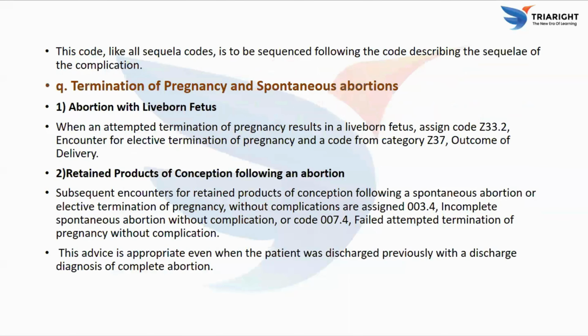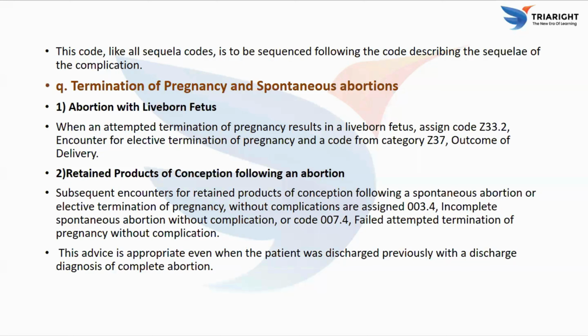So next guideline is about termination of the pregnancy and spontaneous abortion. This shows you how to code two special situations related to abortions in ICD-10-CM. So what is the first one? Abortion with a live born fetus.